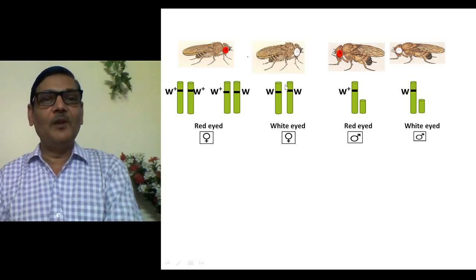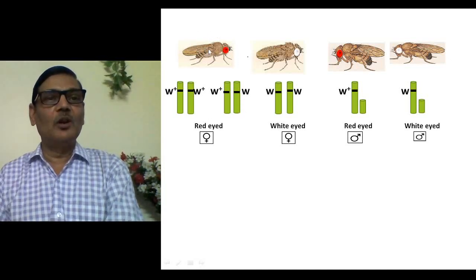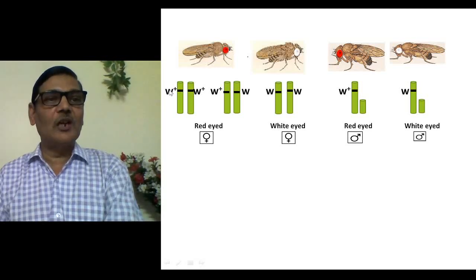And if we have a female which is white-eyed, we can also know the genotype of this female. We know that on both of her X chromosomes, the recessive allele will be situated. But we do not know the genotype of red-eyed females, because a red-eyed female will definitely have the normal allele, but such females may be heterozygous also. So if a female is red-eyed, her genotype may be W plus, W plus, or W plus and W. So she may be homozygous or she may be a carrier.